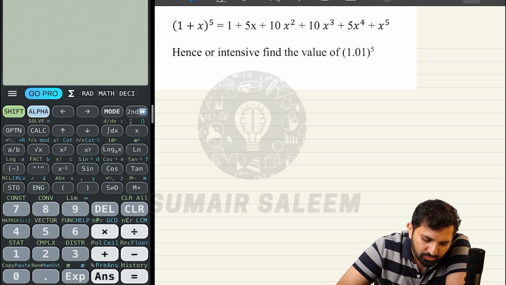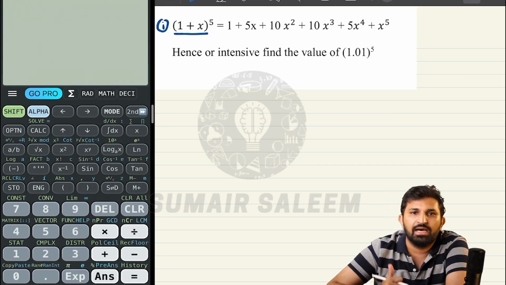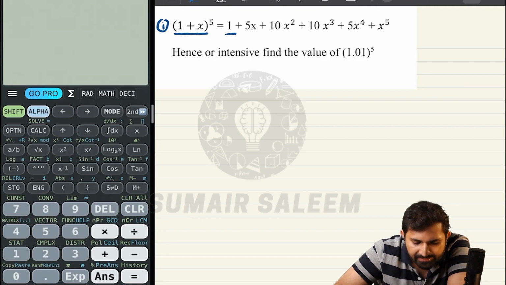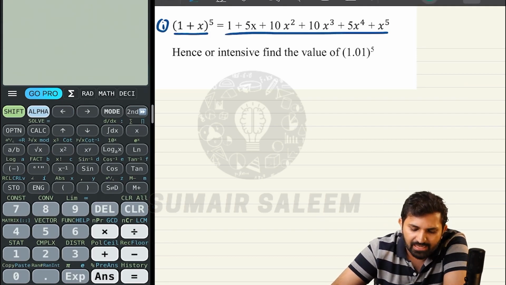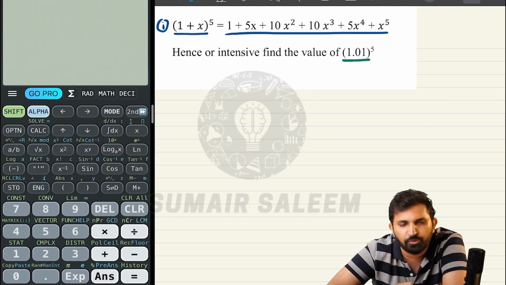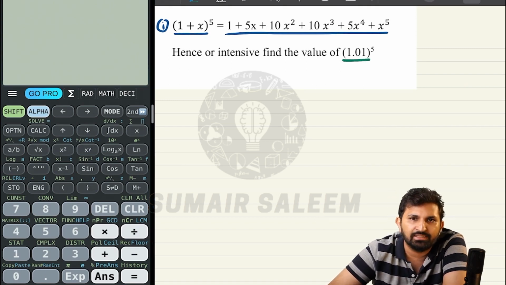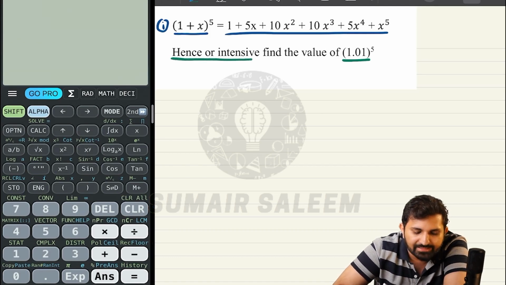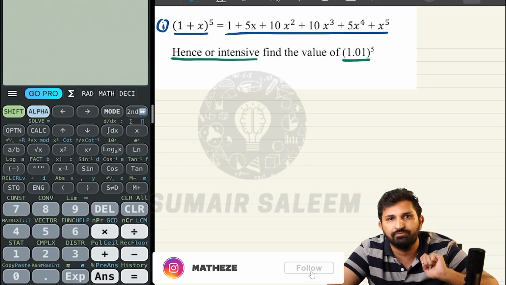Guys, the first part of this question is the examiner asks you to expand this. You know the full expansion, 5C0, 5C1, 5C2, and you got this entire thing as your answer. In the next part, the examiner can ask you to solve 1.01 power 5. Some students must be thinking, sir, I'll do this directly with a calculator. But no, it's written 'hence' or 'in terms of', which means you need to connect to the first part of the question.